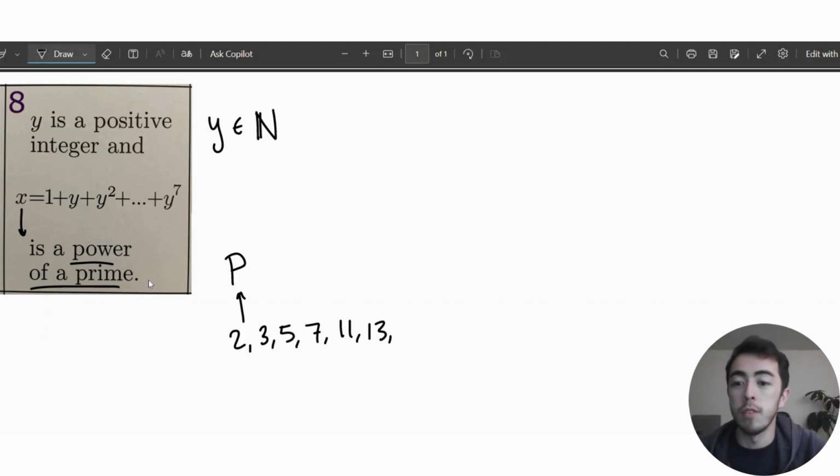And a power of a prime, this means that I'm raising this prime number to some exponent, and this n right here could be 1. For example, 11 is a power of a prime because it's just 11 to the power of 1. It's a little trivial, but it still counts. Another example would be 49, because 49 is 7 squared. And so this power, or this exponent, could be any whole number. In fact, it's going to be another natural number here.